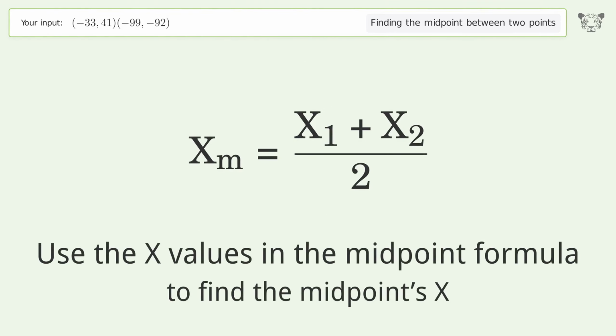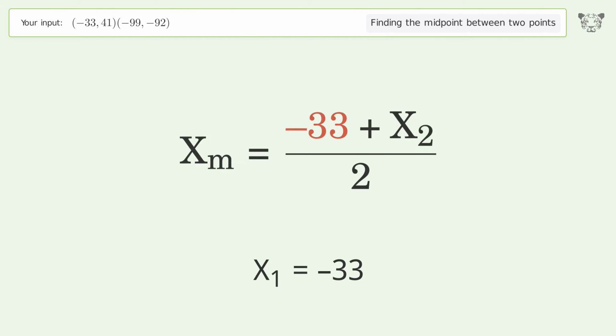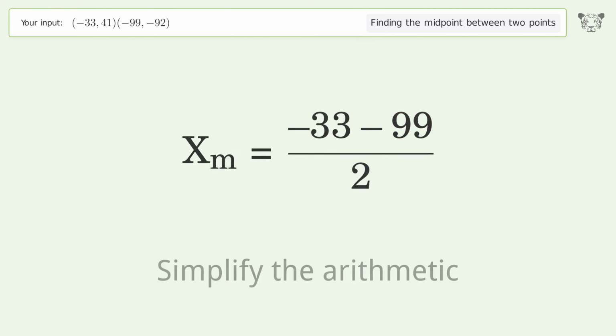Use the x values in the midpoint formula to find the midpoints x. x1 equals -33. x2 equals -99. Simplify the arithmetic.